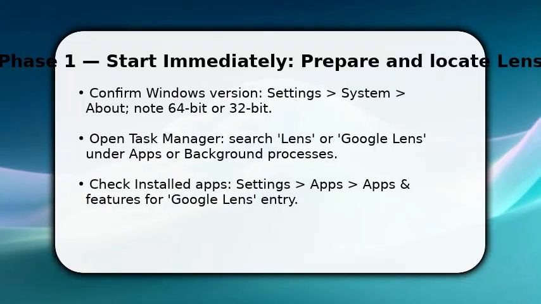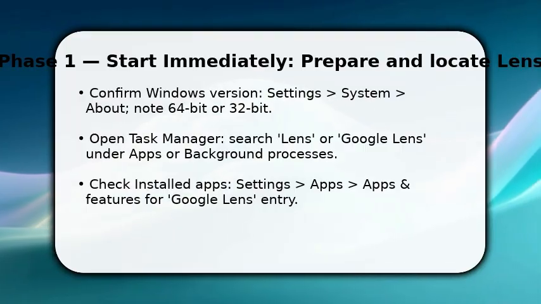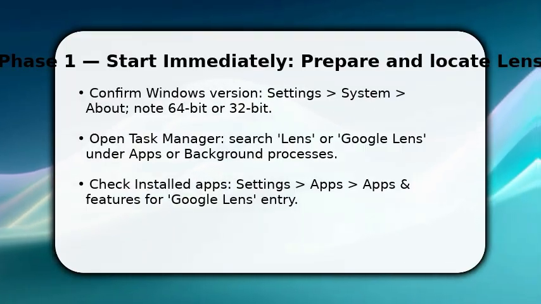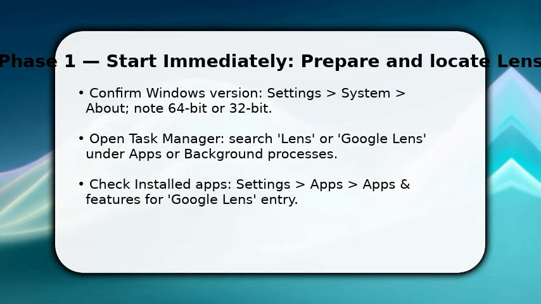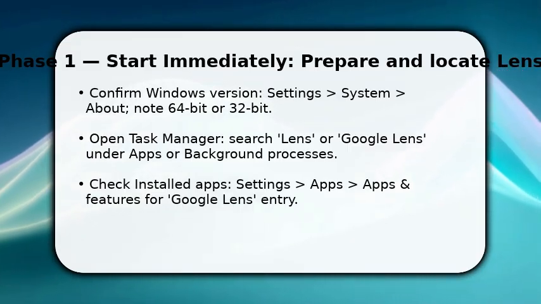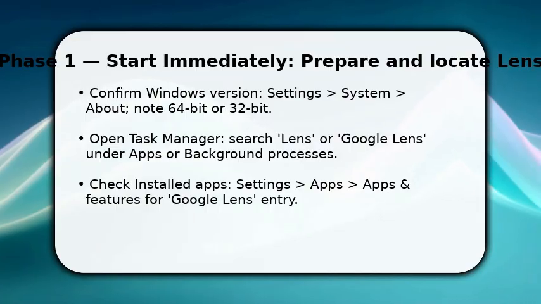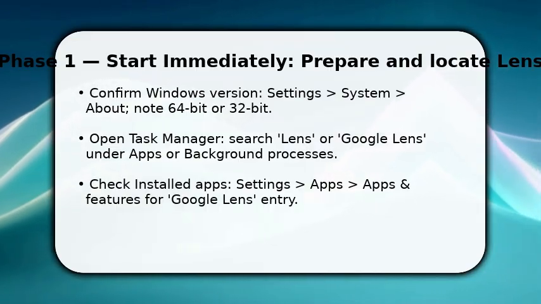You start by locating the app and stopping active processes. First, confirm Windows bitness in Settings so you know which uninstall path to use, then open Task Manager and end any Lens processes immediately to avoid file locks.